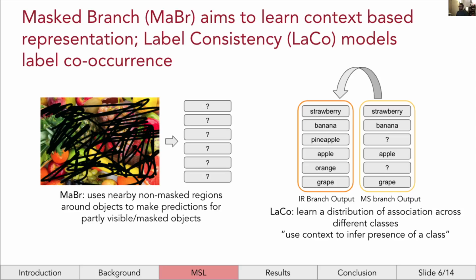The masked branch aims to learn context-based representations so that it uses nearby non-masked regions around the objects to make predictions for partly visible or masked objects. Label consistency, on the other hand, models label co-occurrence by learning a distribution of association across the different classes. We can also think of it as using context to infer presence of a class from the labels.